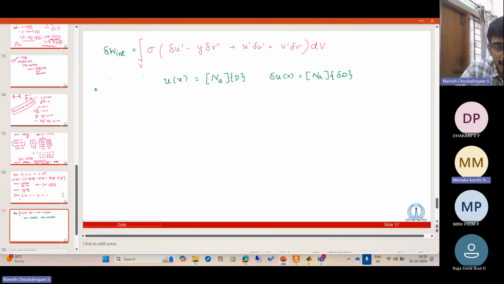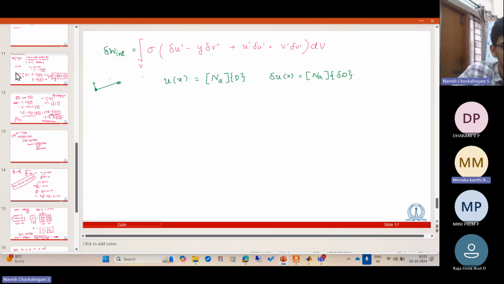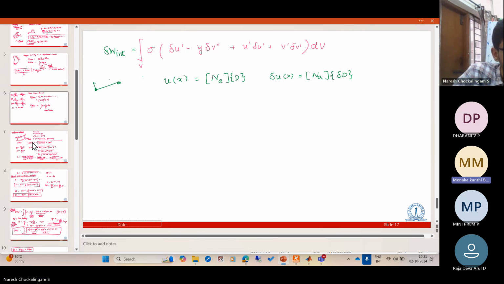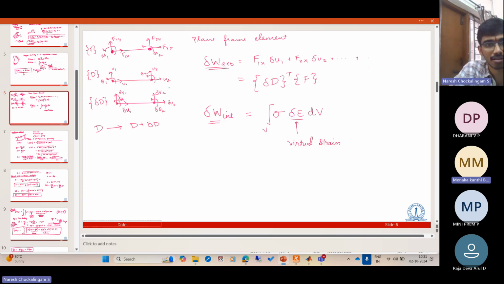So what it means is that we have a beam element and we are having some virtual admissible displacement field. What is a virtual admissible displacement field? Well, for a beam element, the interpolation everywhere in between is NA times D. I don't have to redo it, so you can remember this diagram. You have D, which is the actual existing configuration now, and delta D is a perturbation from this configuration. So this is the virtual admissible displacement field.